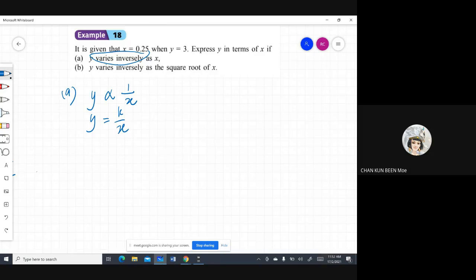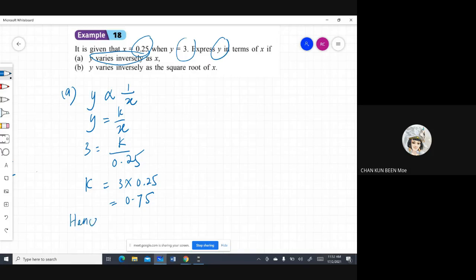Therefore, you are going to substitute the value of x is 0.25 and y equals 3. So 3 is equal to k over 0.25. So k is equal to 3 times 0.25. Then you will have the answer as 0.75. Hence, because they ask you to express y in terms of x, y equals 0.75 over x. That's the answer for A.